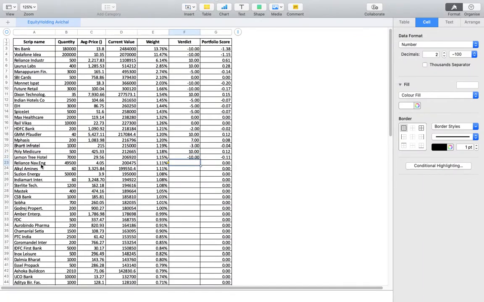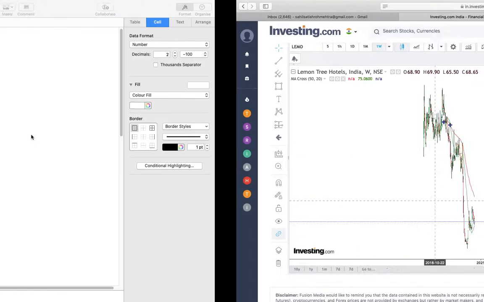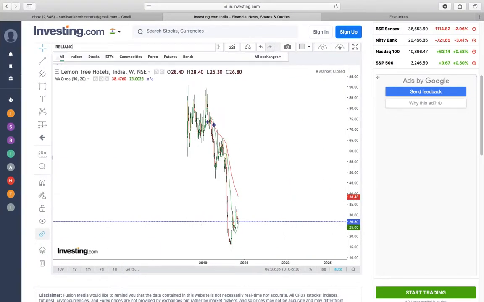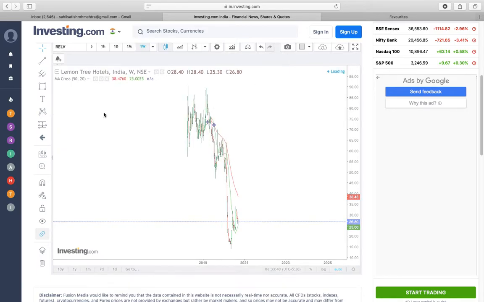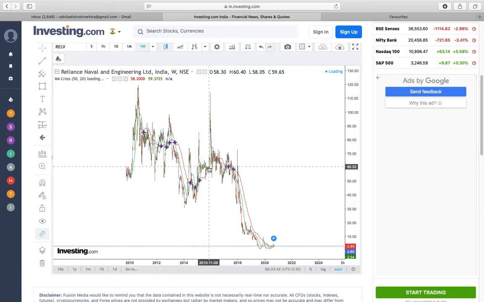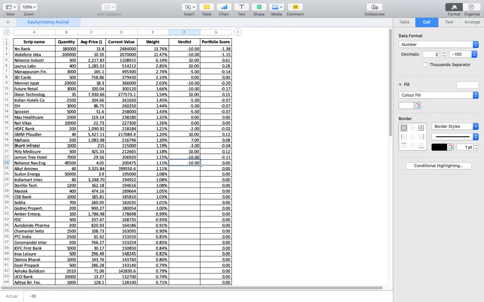Reliance, this naval engineering thing also is not something that should be there in a portfolio. No, naval engineering. Yeah, so it's right here. This should not be in a portfolio.